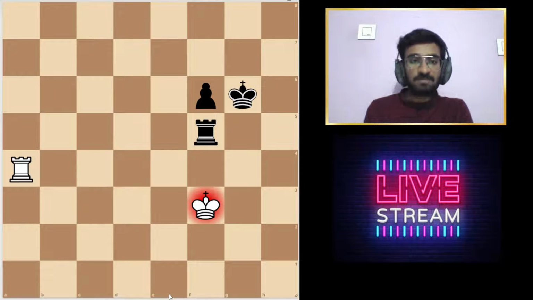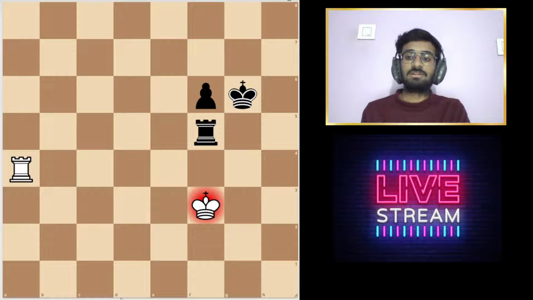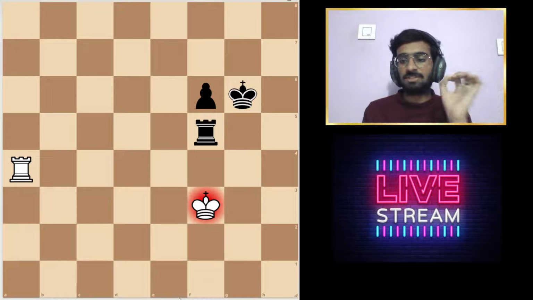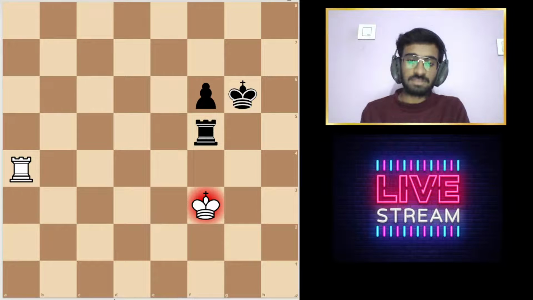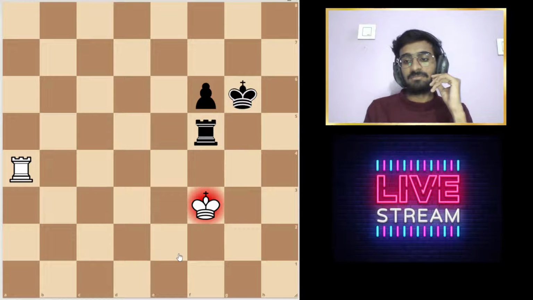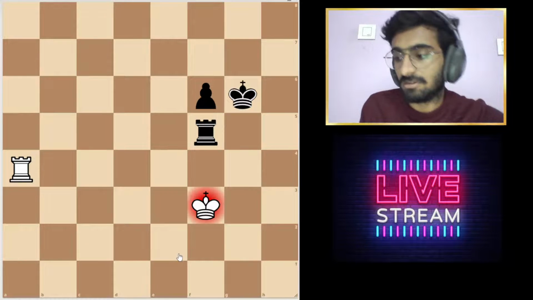So think, white to play, you are under check. What will you do? Currently this position is a draw, but one mistake and you will lose the game. How will you save yourself from check? That's the question. Think. Take some time to calculate.